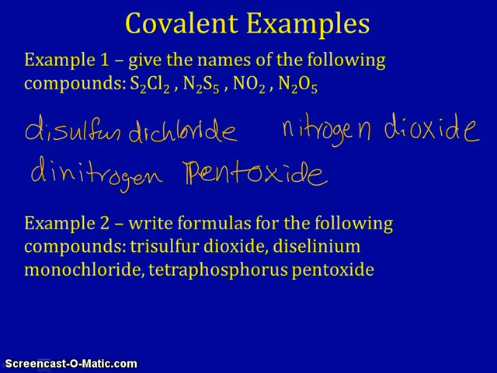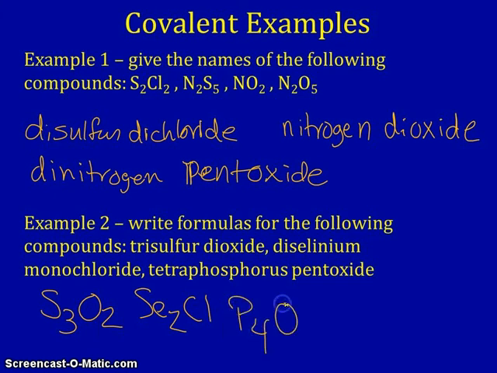If we want to write formulas for these, we just translate those prefixes back into numbers and use them as subscripts. So trisulfur becomes S3, and dioxide becomes O2. Diselenium, that's Se2. Monochloride is Cl. Tetraphosphorus, that's P4. Pentoxide is O5, sorry, O5.